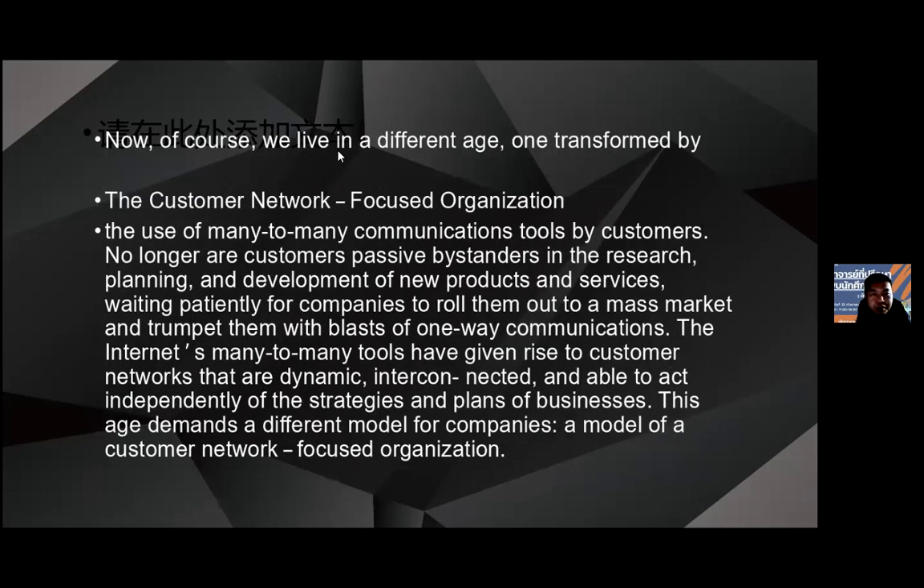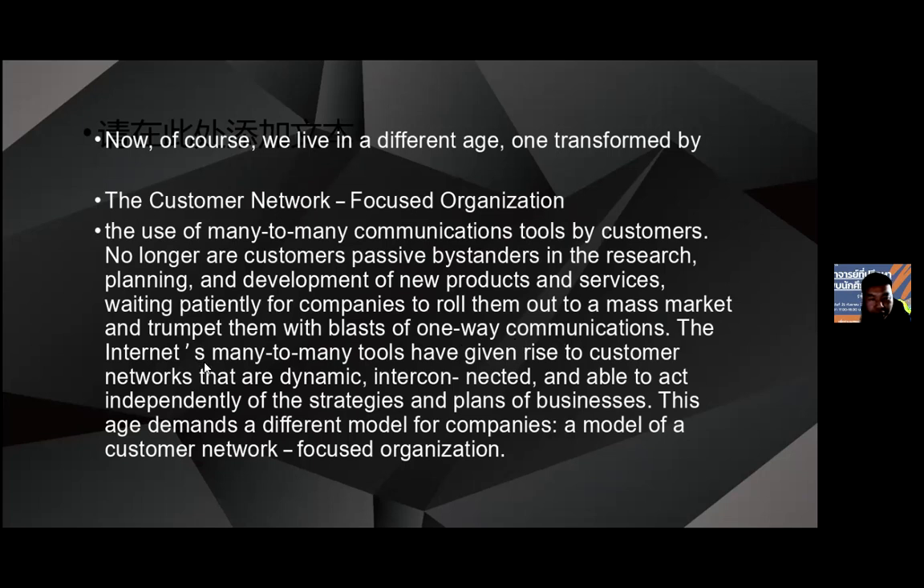Now, of course, we live in a different age, one transformed by the customer network focused organization, the use of many-to-many communication tools by consumers. No longer are consumers passive bystanders in the research, planning, and development of new products and services, waiting patiently for companies to roll them out to a mass market and trumpet them with blessings of one-way communications.